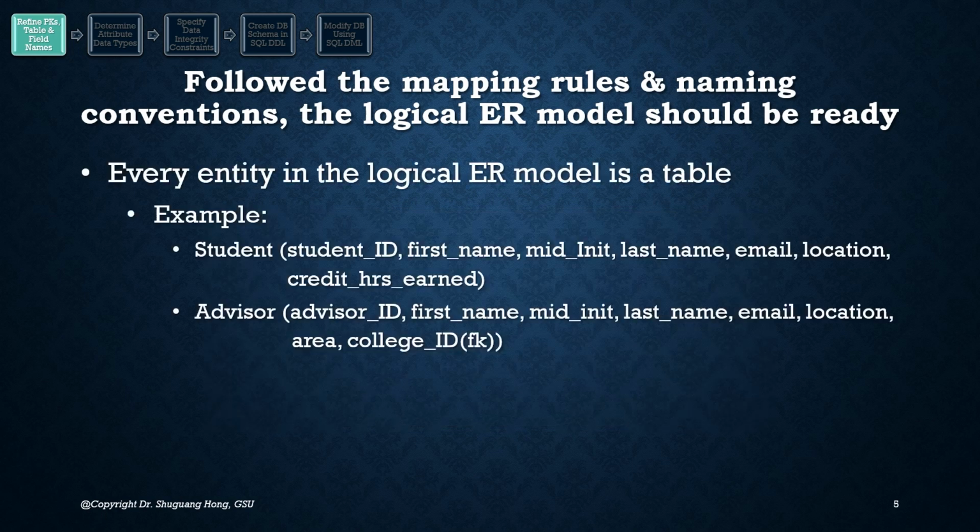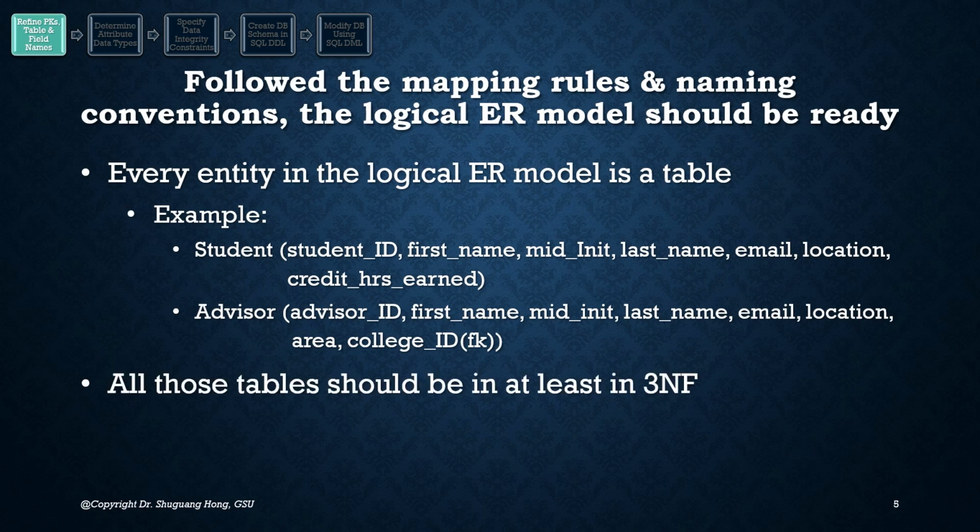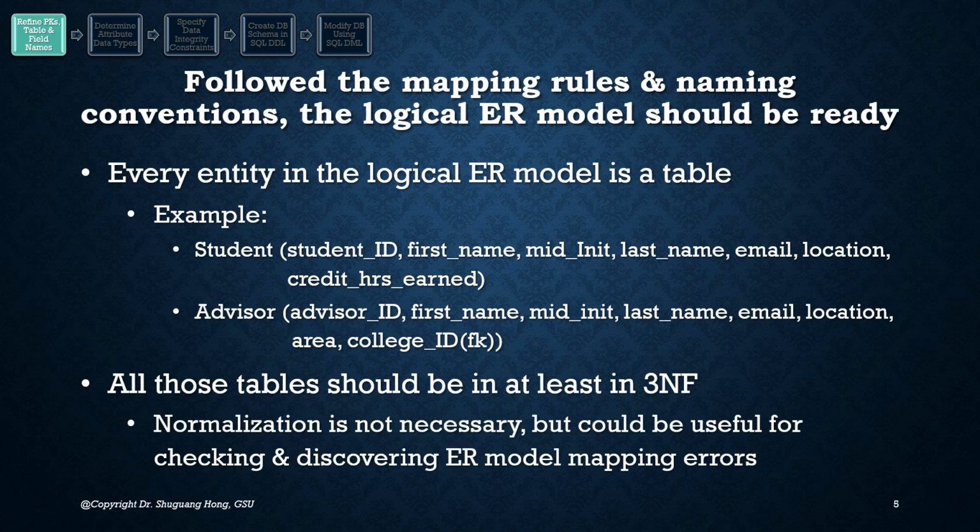For example, the student entity and the advisor entity can be directly converted to 2 tables as shown in this slide. If the conceptual ER model is mapped correctly, all tables should already be in third normal form or higher. Hence, relation normalization is not needed, but it is a very good tool to check and discover mapping errors. It is because a mapping error could result in non-normalized tables. The university database design example for this class showed how to use relation normalization to verify that all tables are in third normal form.